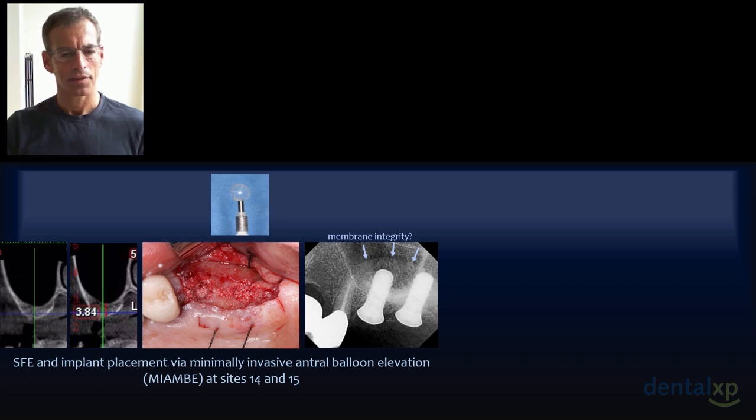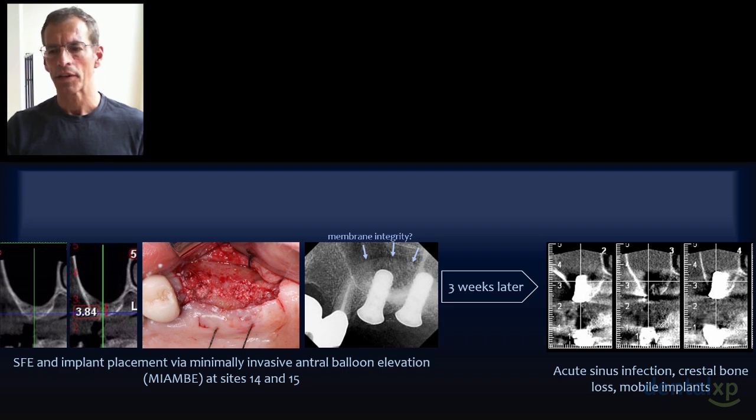This patient had 3 to 4 millimeters of subantral bone, again at site numbers 14 and 15. I thought the procedure went very well. My post-op radiograph reveals a contained graft material. But at 3 weeks, I had a very severe sinus infection. The patient brought the implants in their hand, and I lost my entire facial plate of bone.